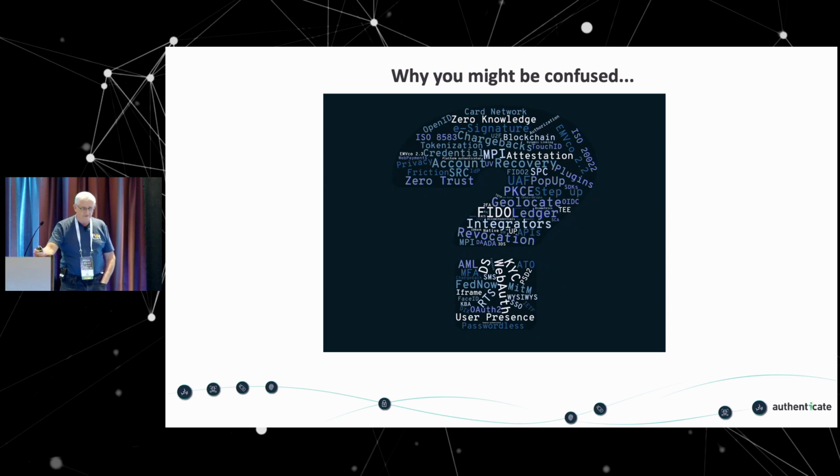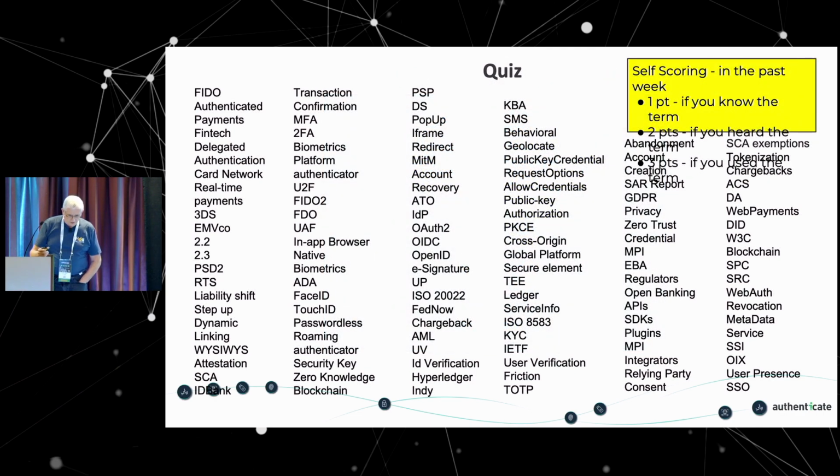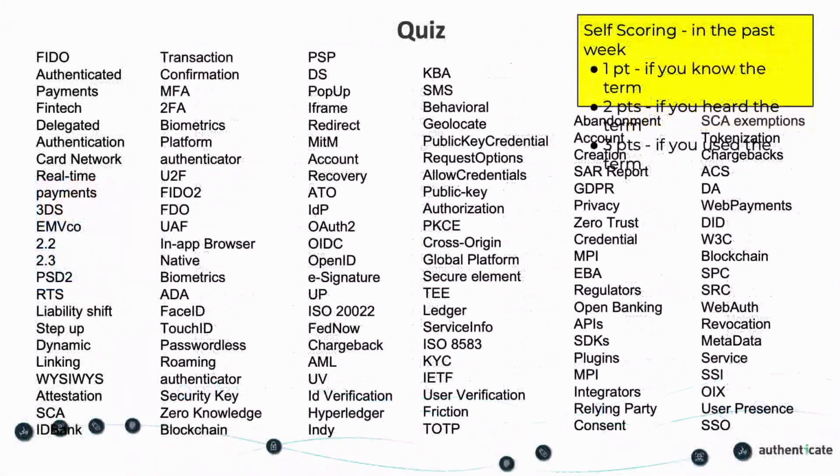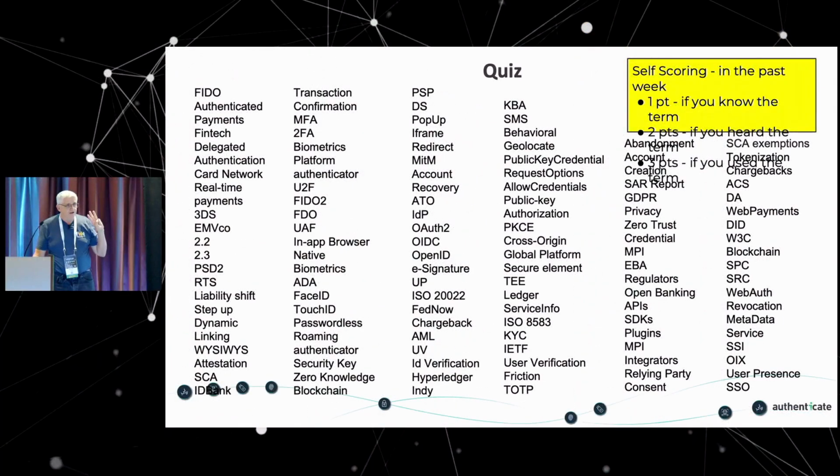If you want to quantify that confusion, I put together this quiz, which apparently the layout didn't work out. But if you look at all the terms that we throw around, it is absolutely stunning. So the scoring is 1 point if you've heard the term, 2 points if you know the term, and 3 points if you've used the term in the last week, maybe 2 weeks. But obviously we don't have time to score this. Unfortunately, probably every one of these terms I've used at least in the last 2 weeks.